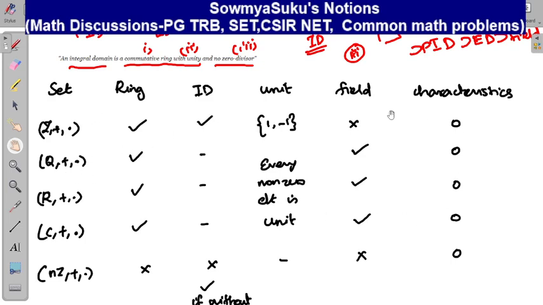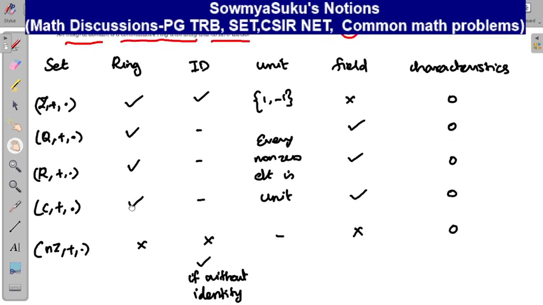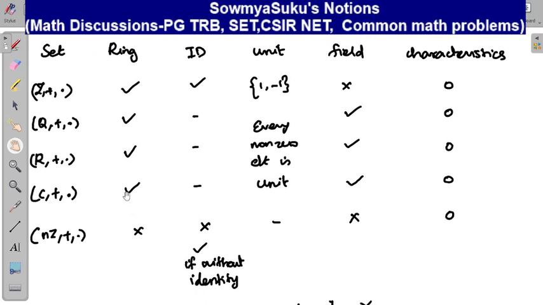Similarly, it is a chart, so you can understand easily. (Q, +, ·) is a ring as well as a field, and the characteristic is 0. Then (R, +, ·) is a ring as well as a field, and the characteristic is 0. But for the units, you can see that for Q, R or C, every non-zero element is a unit element. Then (C, +, ·), complex numbers, is a ring, a field, and the characteristic is 0.